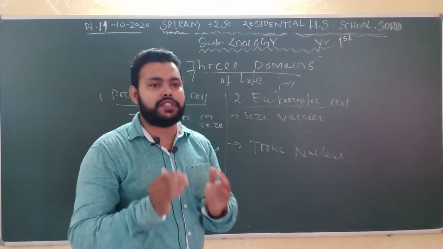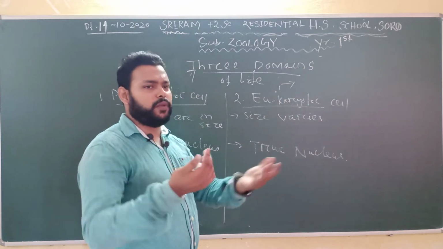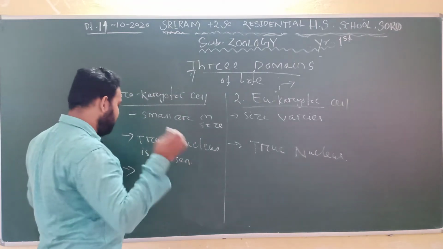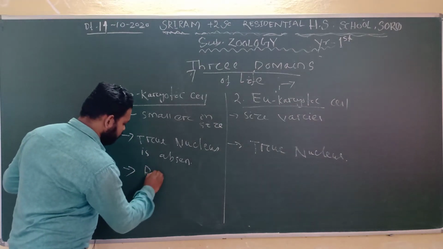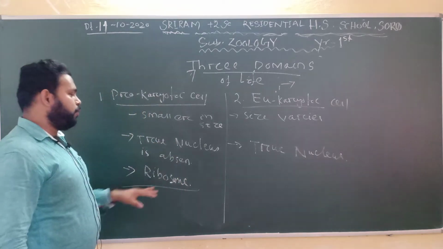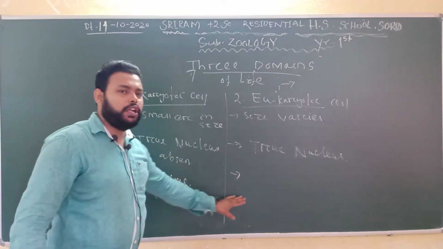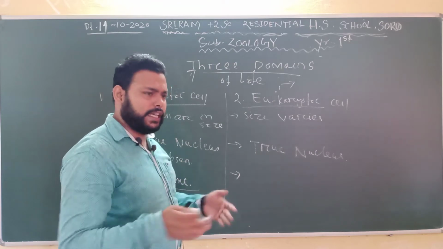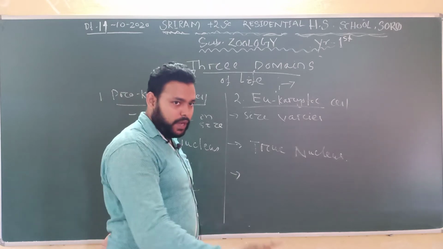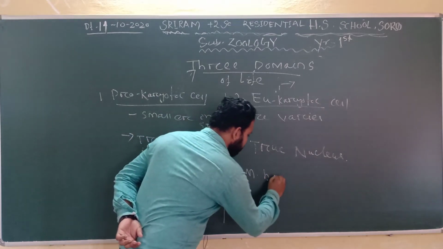Then if we move to the cytoplasmic part, in eukaryotic cells we find different membrane bound cell organelles: Golgi bodies, mitochondria, ribosomes, different types of cell organelles. But in case of prokaryotic cells, membrane bound organelles are absent. Only ribosome is present in prokaryotes as a cell organelle. In eukaryotic cells we find all the cell organelles; some are single membranous, some organelles are double membranous.